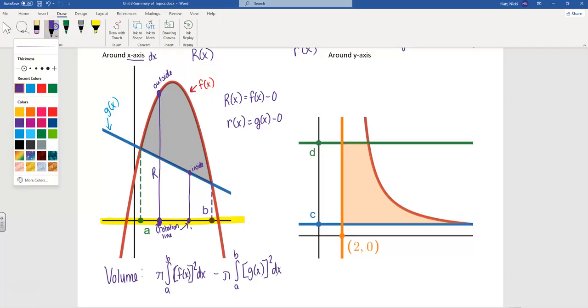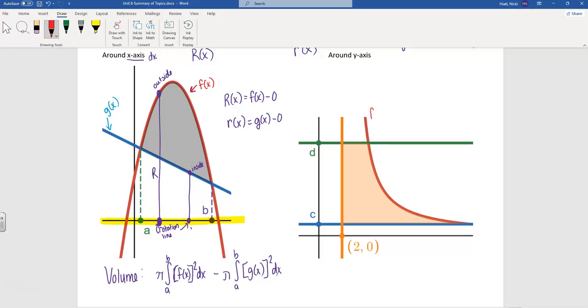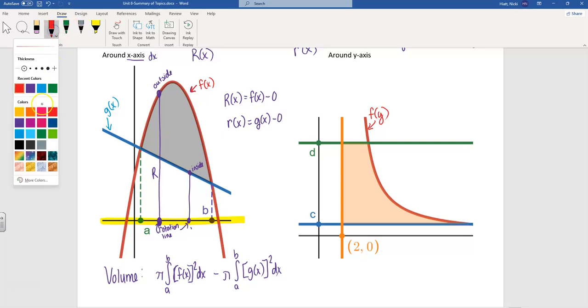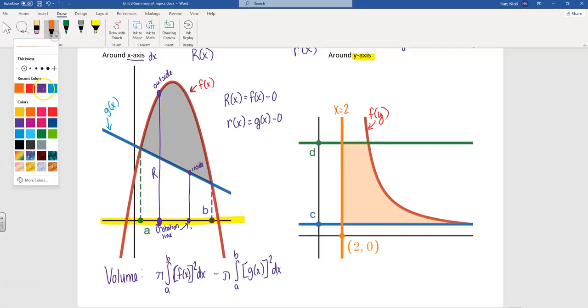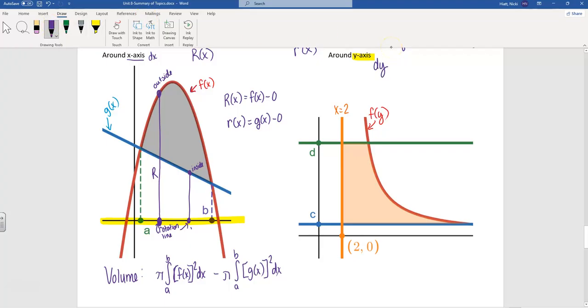Okay, we're running out of time. Let's keep going. This is f of y. Let's call that red one f of y. We're going to say this right here is going to be x equals 2. And we are rotating around the y-axis. That tells us the problem is a dy problem. I'm going to highlight that line that I'm rotating around. So, capital R, there's definitely going to be a hole here, right? Because my solid area, my shaded area does not touch the line I'm rotating around.